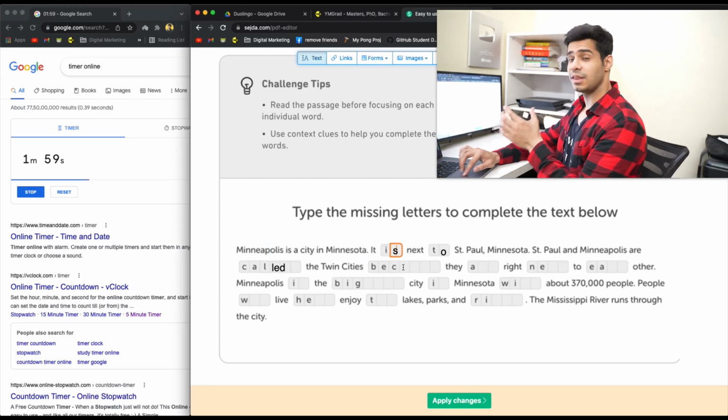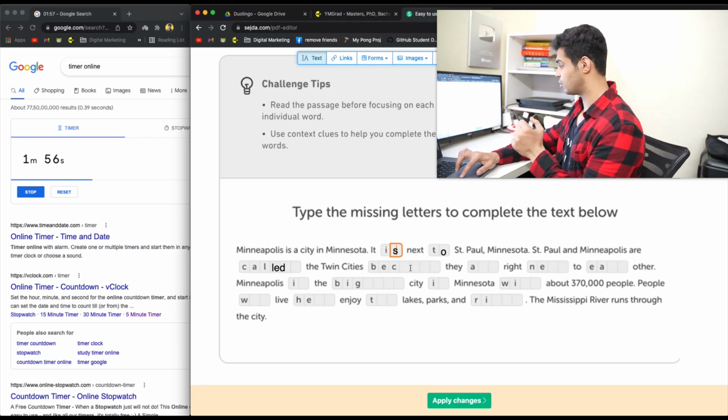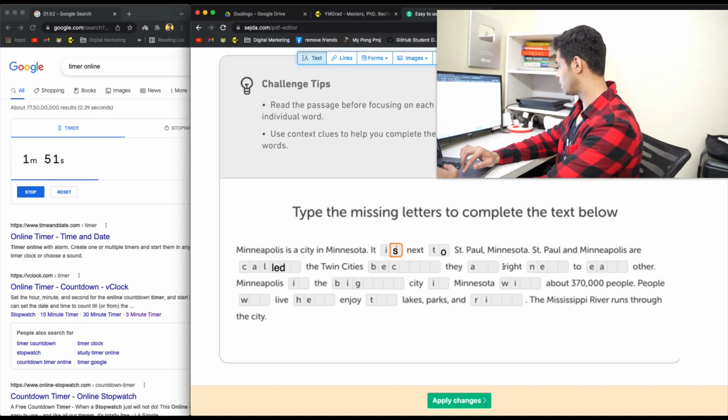And you have to really understand the number of blocks over here. You can only write that many words. So they're called twin cities, dash, they, dash, right, dash.